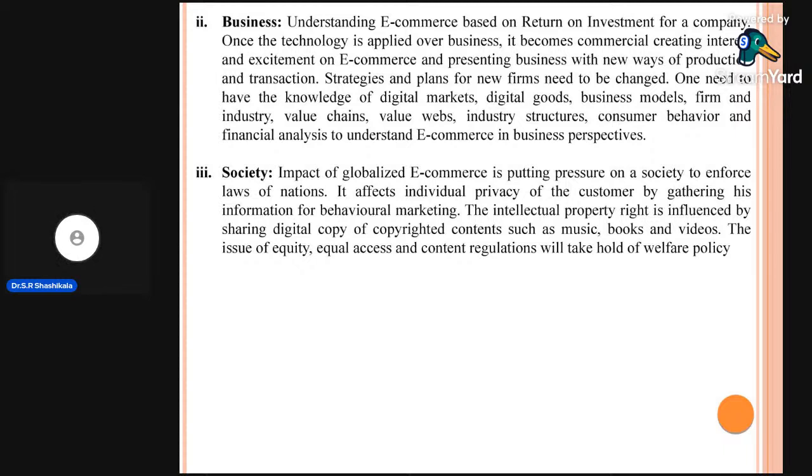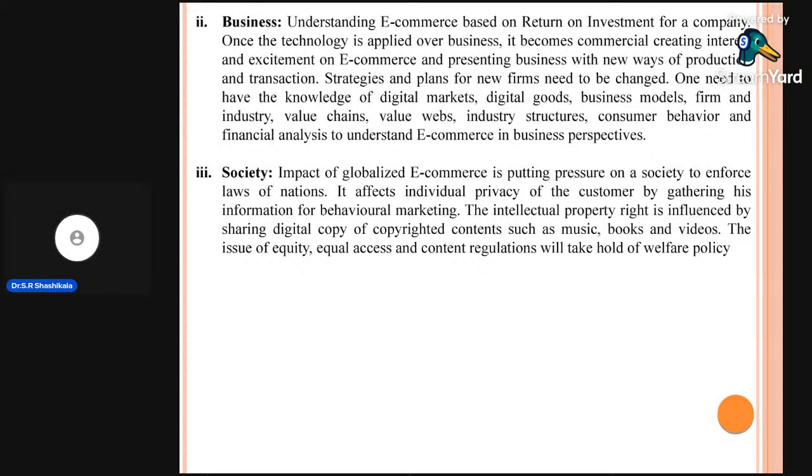So one needs to have knowledge of digital markets, digital goods, business models, the firm and industries, and even the value webs, industry structures, consumer behavior, and financial analysis. All these are involved in e-commerce criteria.